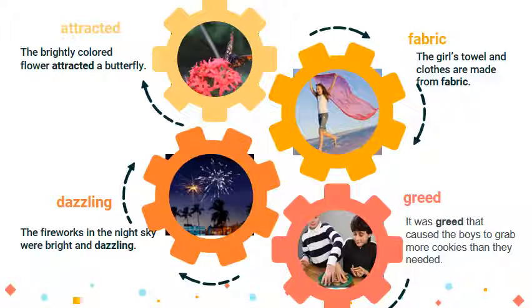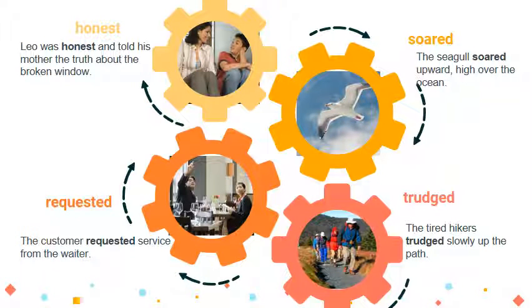Greed. It was greed that caused the boys to grab more cookies than they needed. So when someone is greedy, we mean that he or she wants to take more than they need. So it's not a good thing to be greedy. Honest. Leo was honest and told his mother the truth about the broken window. So when you're honest, you tell the truth. Requested. The customer requested service from the waiter. When you request something, you ask for it.